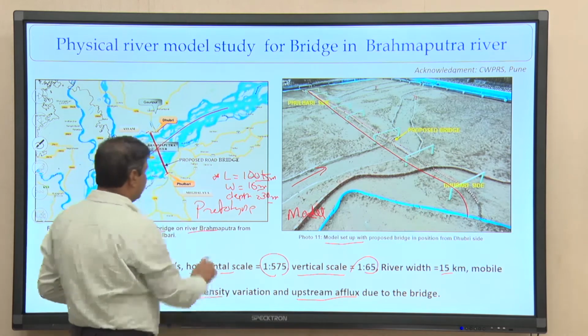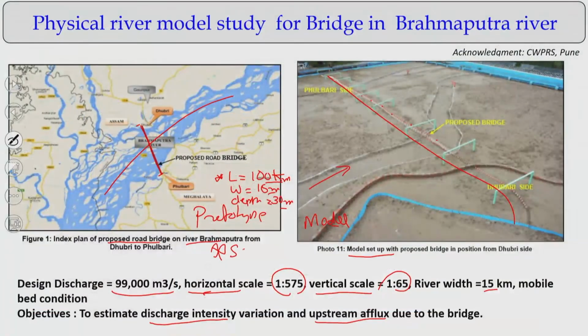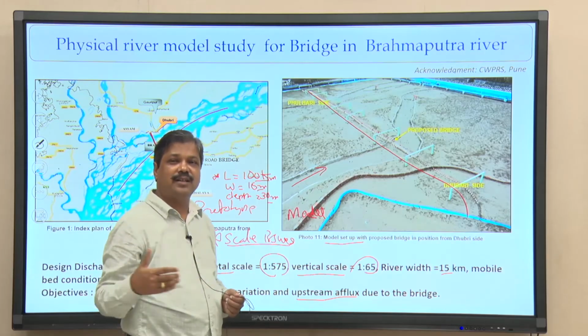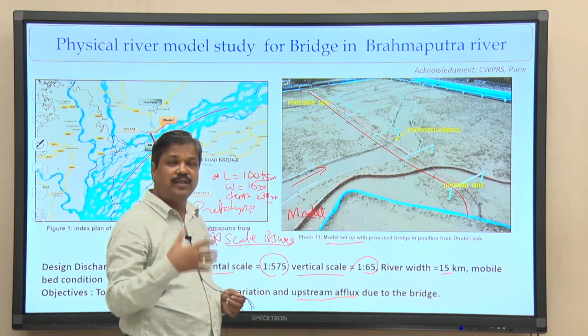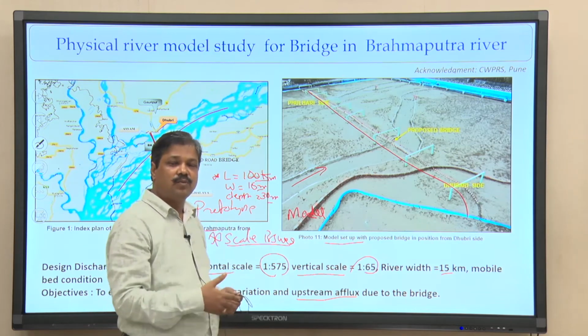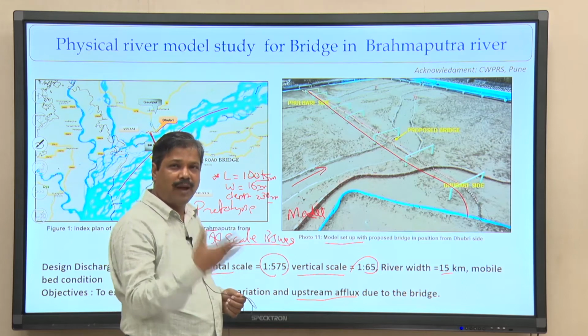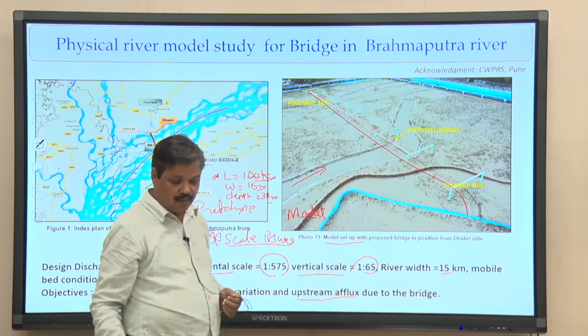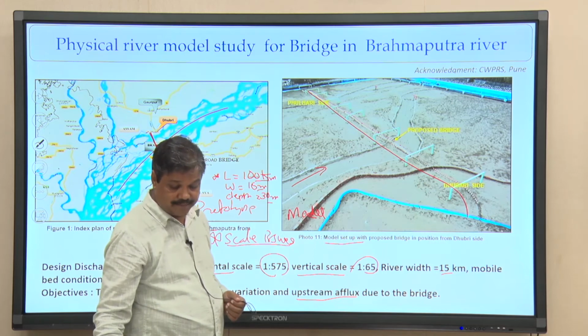That is why many times we talk about scale issues, because the dimensions of the river in terms of length, width and depth are very considerable. So, we need to have a distorted model. That means we will have a vertical scale and horizontal scale that are different. Mostly the vertical scale is the finer scale, and the horizontal scale will be the coarser scale.